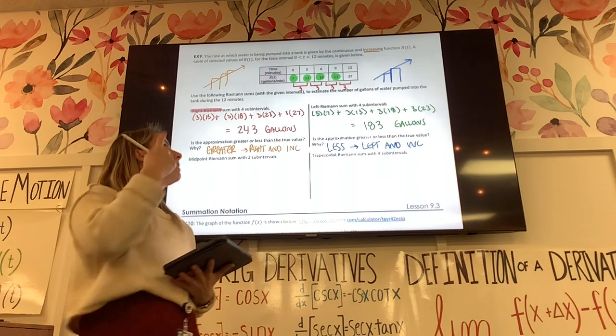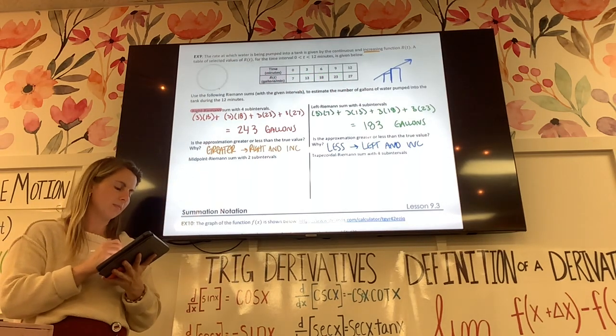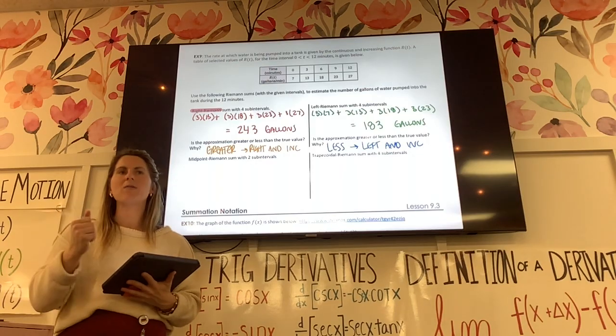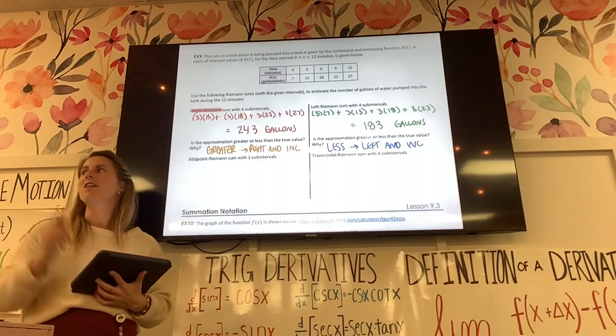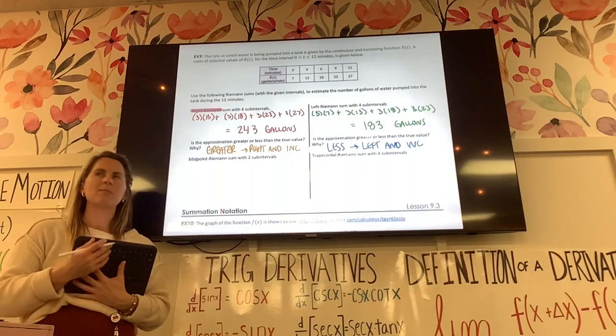Okay, the last two things is I want to use this table and I want to do trapezoid and midpoint. And then we're done. So bear with me, we're almost done. I know this is kind of a long lesson, but remember, no homework quiz tomorrow, and you'll have time to work on your homework tomorrow in class, plus I might give you an extra credit assignment.